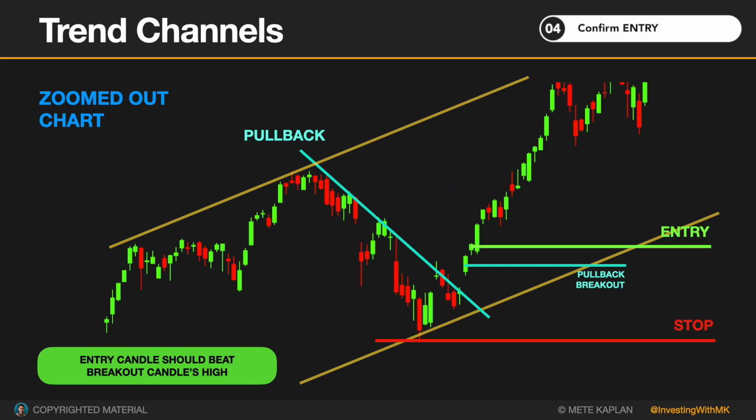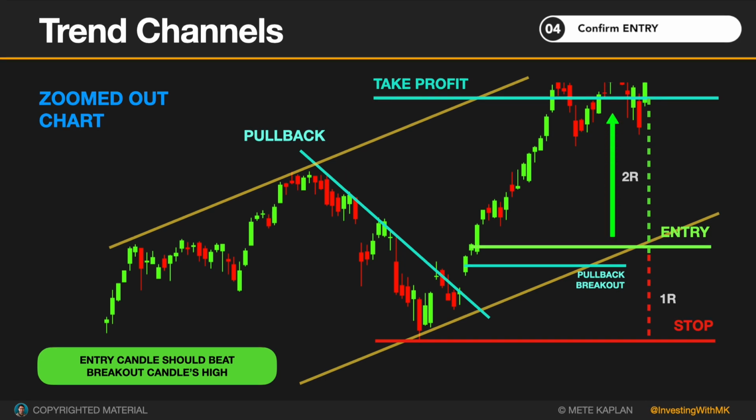Where you place your stop loss order depends on you. If you are willing to take higher risks and not day trading or scalping, placing your stop loss at the bottom of the pullback is a great idea. However, if you want to get in and out, a quick trade with minimal risk, you may place your stop loss order at the moment of the pullback breakout or at the pullback breakout candle's low. Okay, I placed my take profit order at 2R as usual. As you can see, a very simple trend channel trading technique.